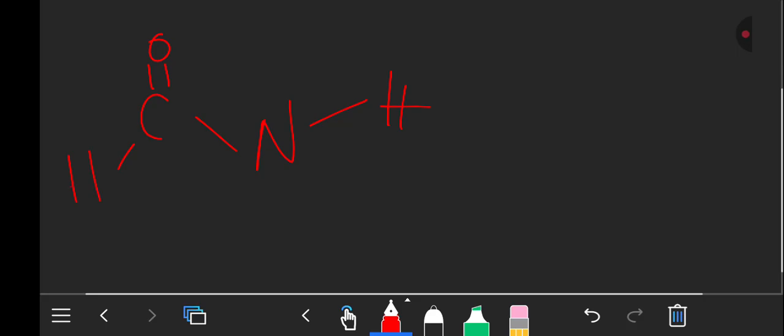Okay, this is the structure I have, CH3 there. So how can I name this amide? Because of the presence of this nitrogen, and this nitrogen is bonded to different things, I'll start with N. So the name will be N. Then you see this N is attached to this methyl group, so it will be N-methyl.